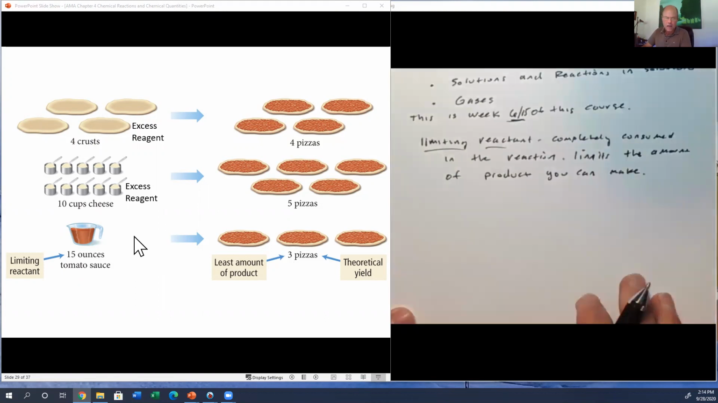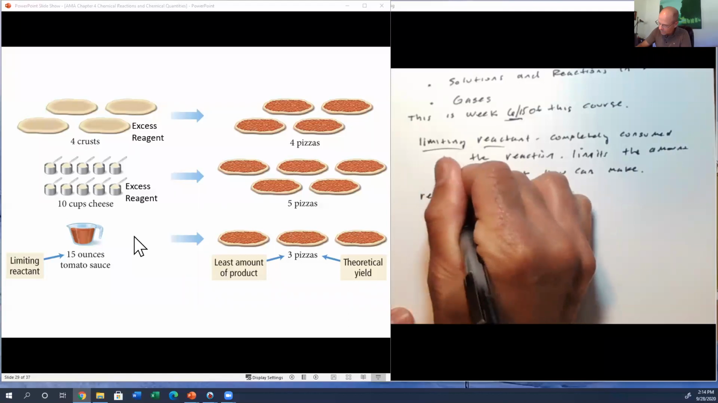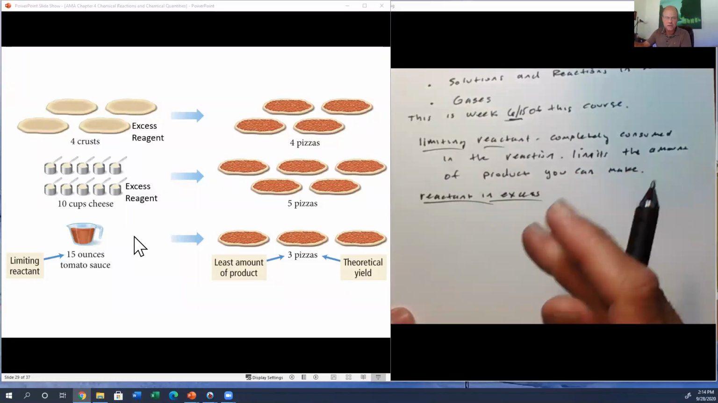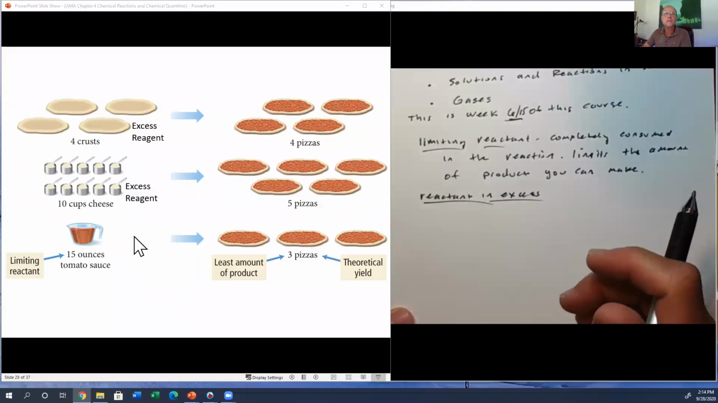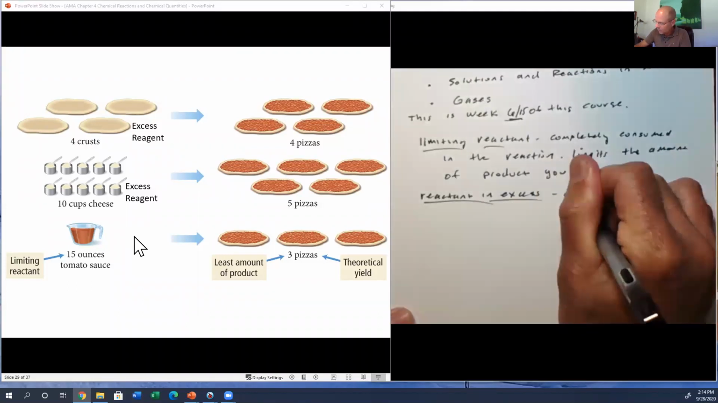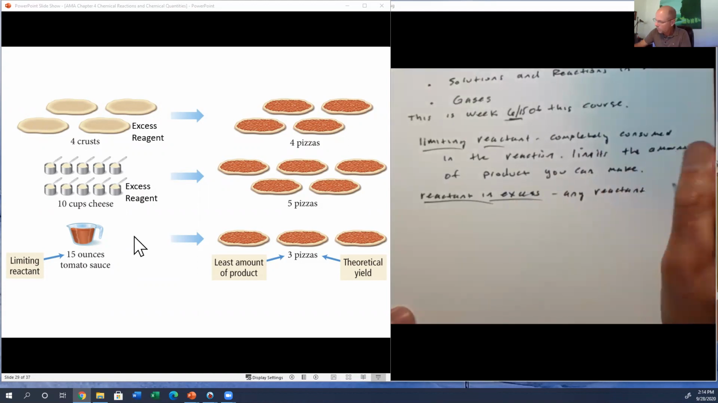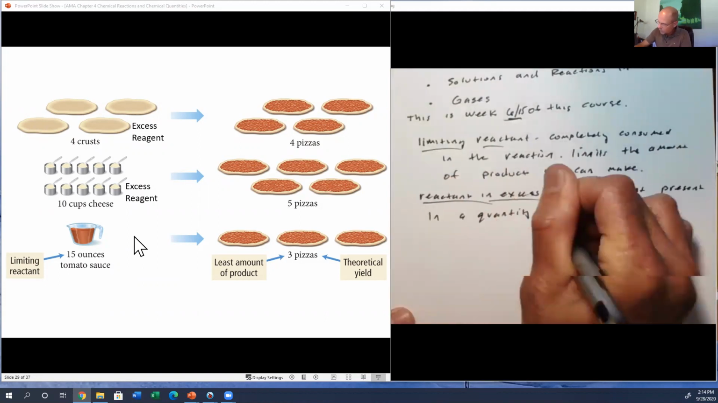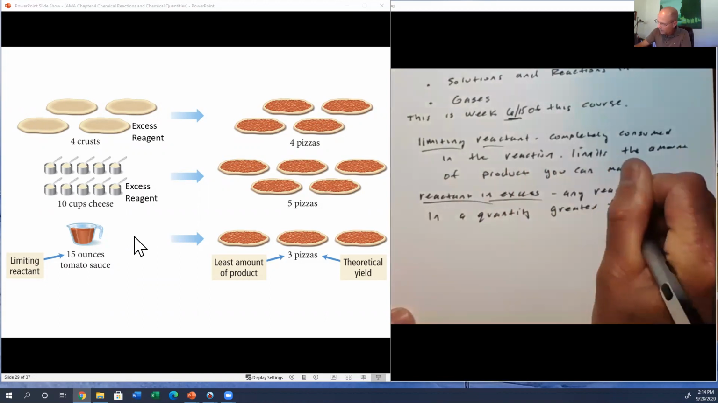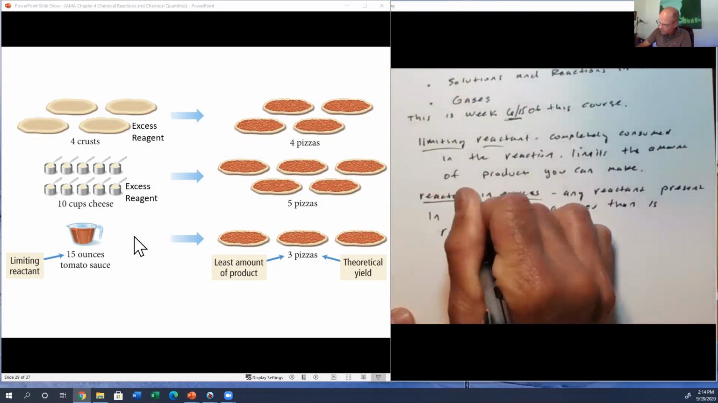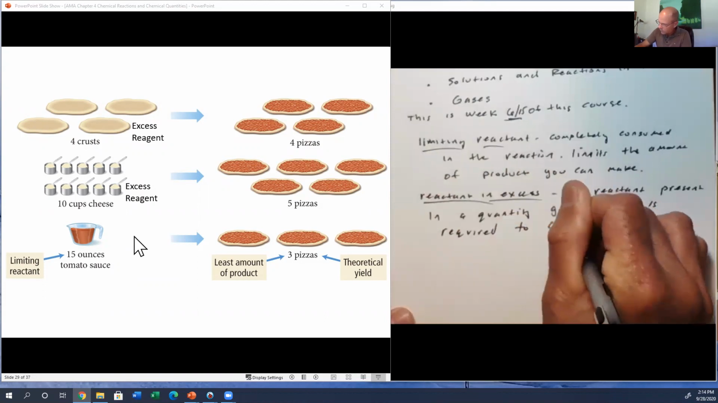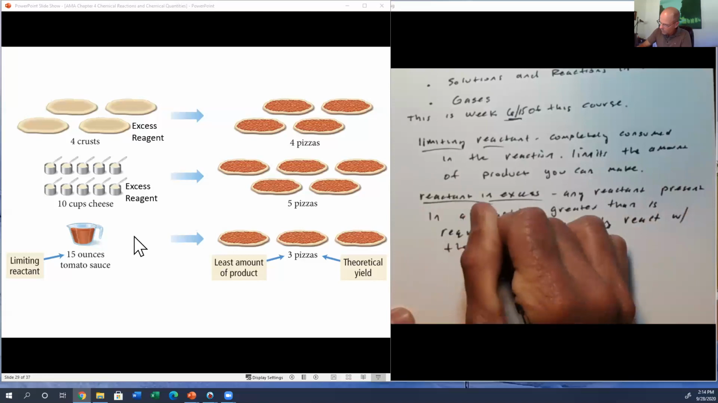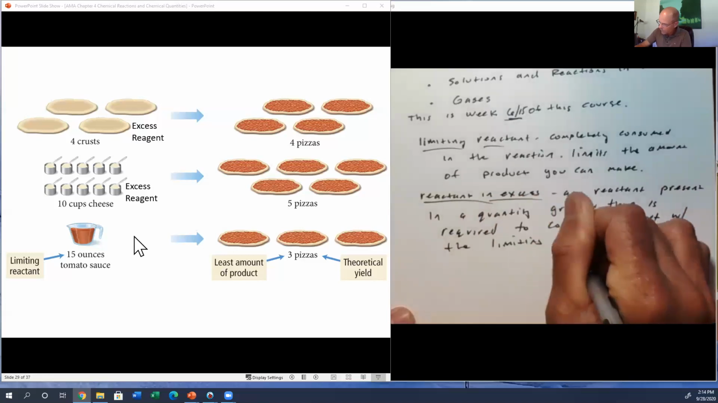So that's limiting reactant. The reactant in excess is any reactant that occurs in a quantity greater than is required to completely react with the limiting reactant, right? Any reactant present in a quantity greater than is required to completely react with the limiting reactant.